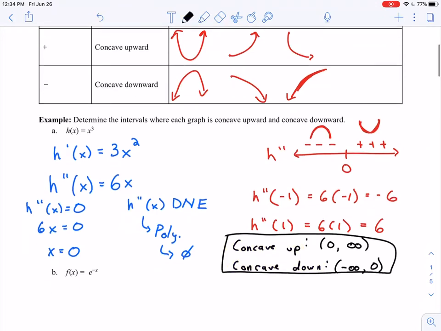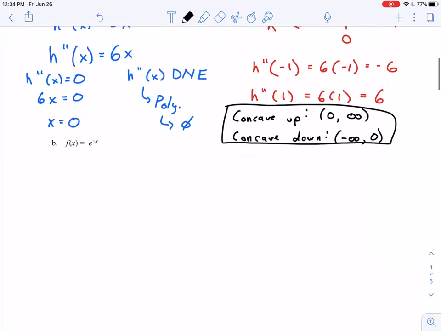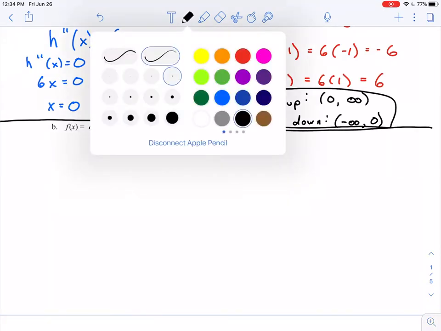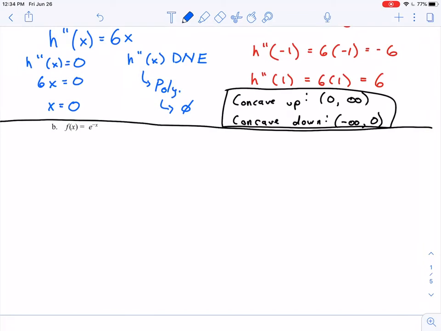Let's look at one more example. Here I have f of x equals e to the negative x power. So again, I want to determine where this function is concave up and where it is concave down. In order to determine the concavity, I need to find the second derivative. But if I want to find the second derivative, I need to start with the first derivative, f prime of x.